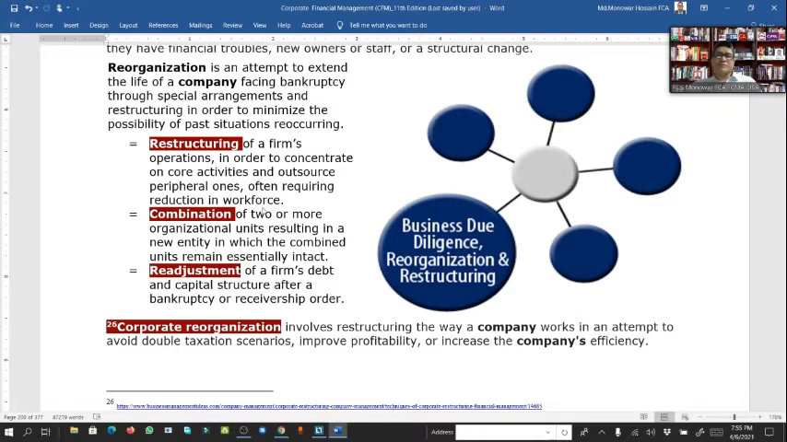For example, if previously they had 60-70% equity and 30% debt, they can shift their capital structure. Now it can be 40 or 50% debt and 50% equity. This way can be readjustment. And corporate reorganization involves restructuring the way a company works, in an attempt to avoid sometimes double taxation and improve profitability, also to achieve the goal, mission, vision, and values of the organization, and to increase the company's efficiency.